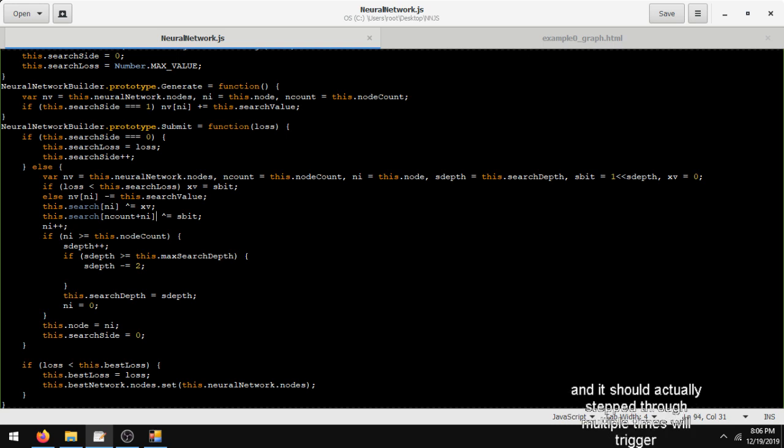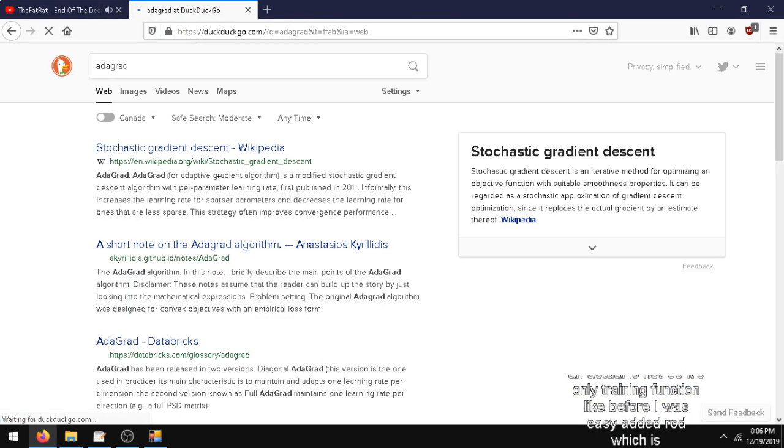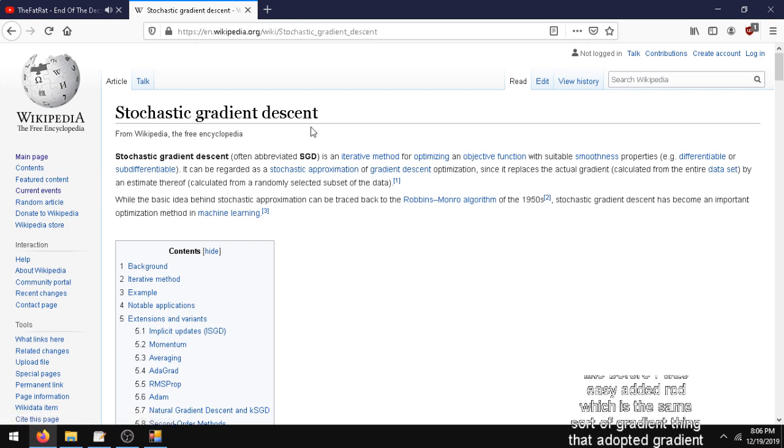I think the neural network should do all the work by itself. It's already optimized to calculate if the best part is correct. That's the thing though, it actually doesn't optimize itself. It's all about your training function. Like before I was using Adagrad, which is the same sort of gradient thing, adaptive gradient.